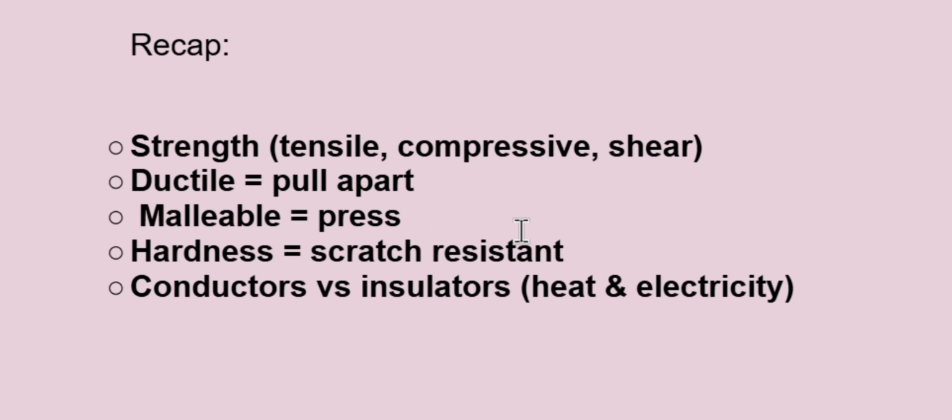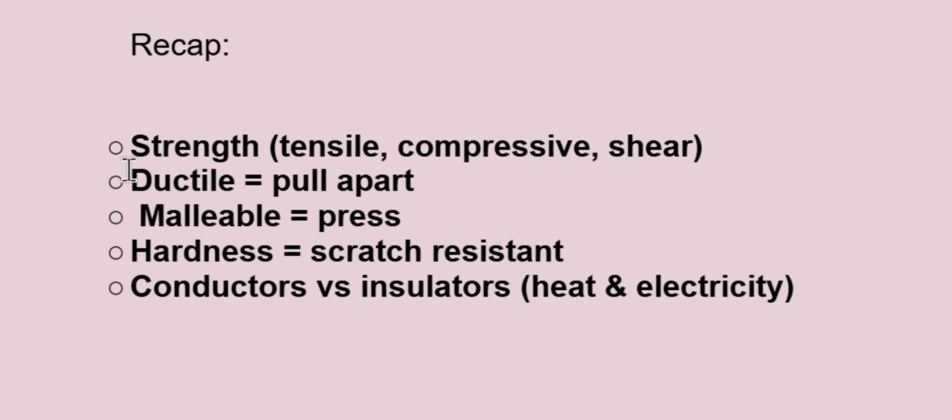So let's recap. So strength, you've got 3 types of strength. Tensile, which is pulling apart. It doesn't break when you pull it apart. If a material is said to have high compressive strength, that means you can try to crush it, but it won't break. And then shear strength is that you can subject it to sliding forces in opposite directions. Just think of the scissors. If you can put it in scissors and it doesn't break, it has high shear strength.